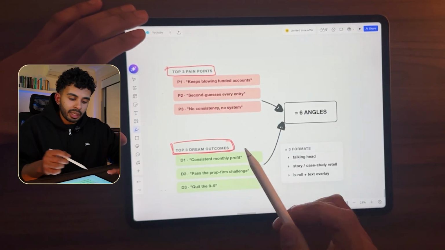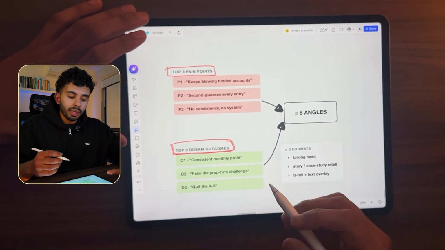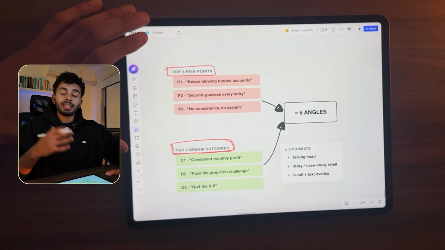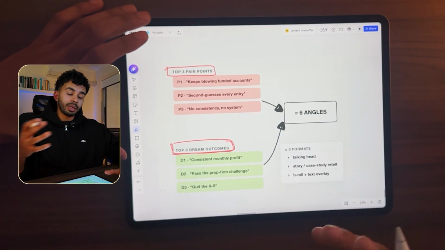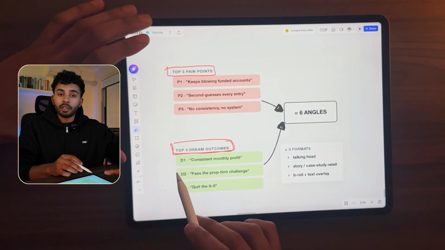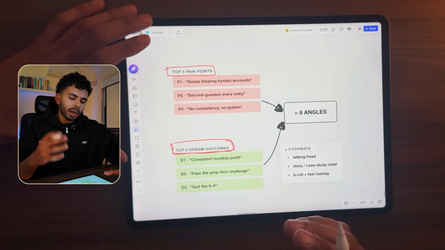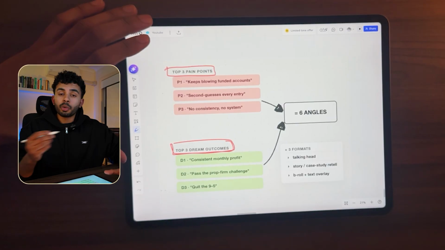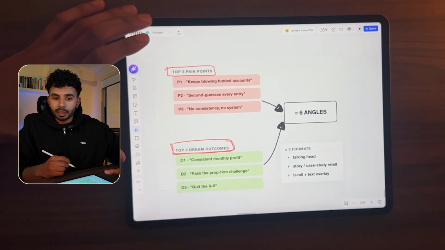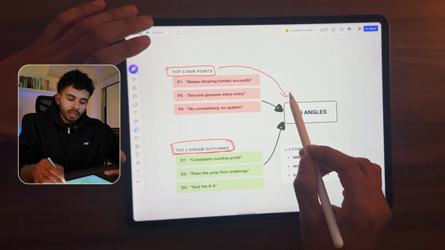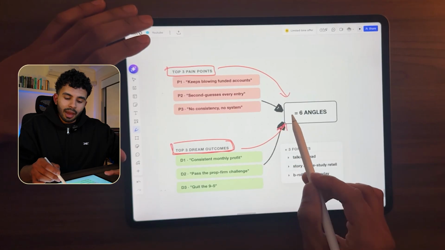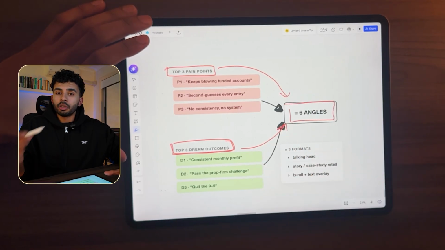So for example, in the trading niche, you might find that pain point number 1 is that they keep blowing funded accounts, or they second guess every entry, or they have no consistency and no system. And you might find their top 3 dream outcomes might be that they want consistent monthly profit, or they want to pass their first prop firm challenge, or they want to quit the 9 to 5 or support their family. So based on the top 3 pain points and top 3 dream outcomes, you're going to have your first 6 angles you're going to write your ads about.